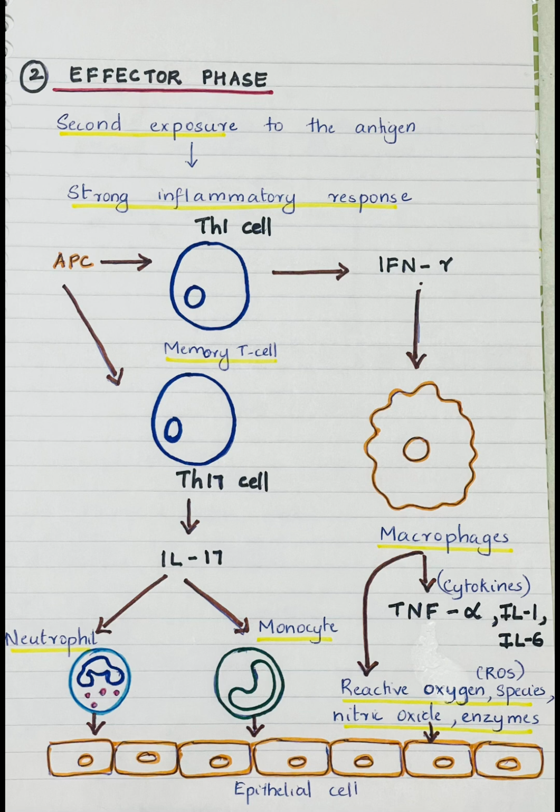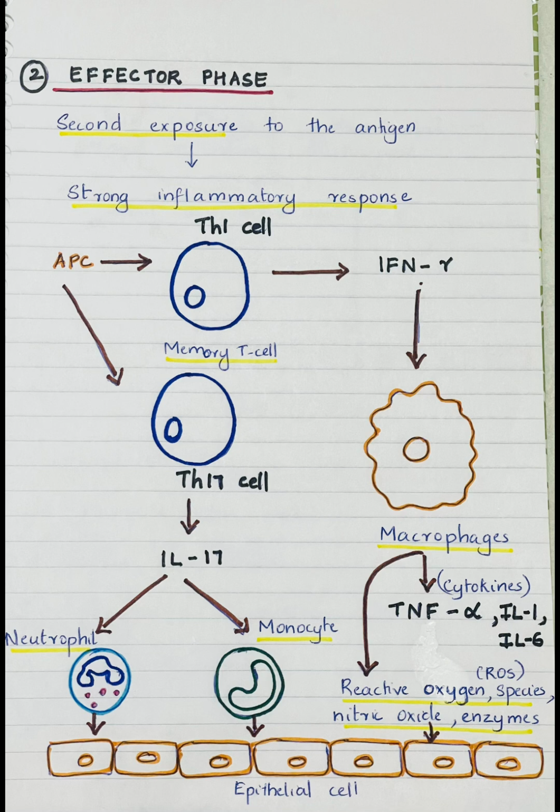Activated T helper 1 cells release interferon gamma. Interferon gamma activates macrophages, making them more aggressive. Activated macrophages secrete pro-inflammatory cytokines such as tumor necrosis factor alpha, interleukin 1 and interleukin 6 which promote local tissue inflammation. They also produce reactive oxygen species and nitric oxide, leading to oxidative stress and tissue destruction. Proteolytic enzymes are also secreted by macrophages, breaking down the extracellular matrix and contributing to tissue damage.